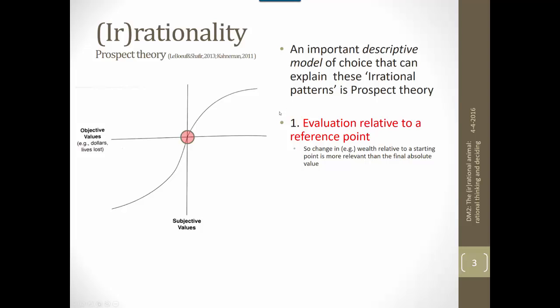So important here, first of all, is that people decide on different prospects relative to a reference point. So it's not based on the absolute value you would attain if you make a certain choice, but it's related to your current status in relation to that goal. For example, how much money you now have, and how much money you would have or would lose if you make a certain decision. And everything you evaluate is relative to that reference point.